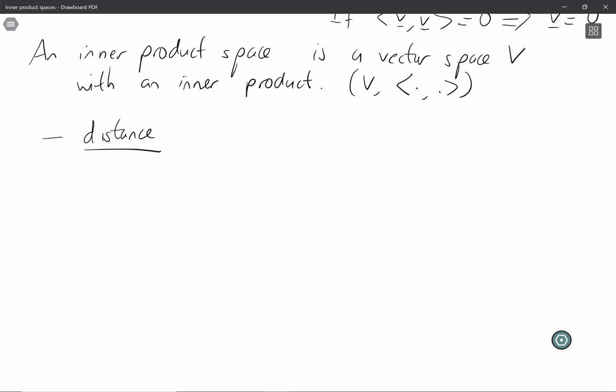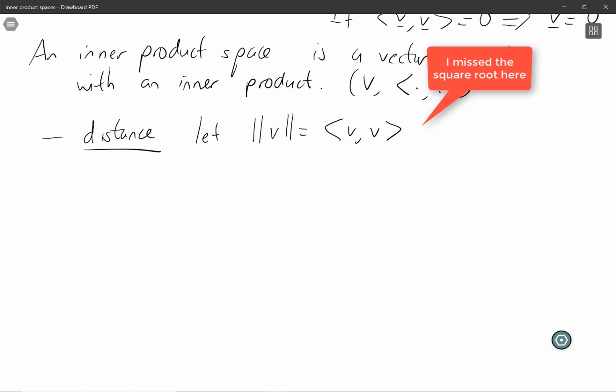So let the norm of some vector V be the square root of the inner product of V with itself. And we think of the norm of V, so these are vectors, as the length of V.